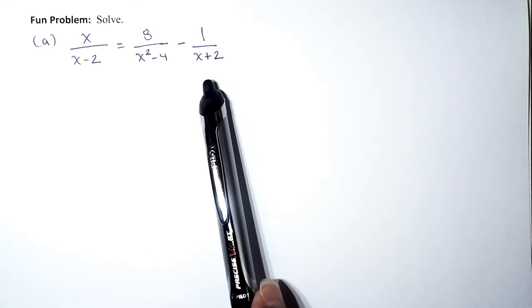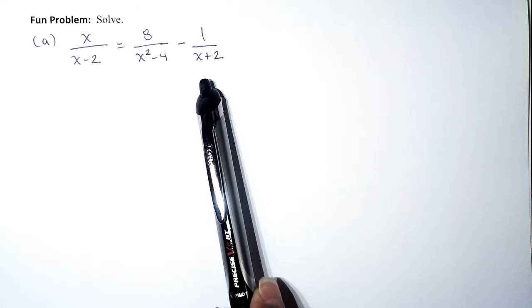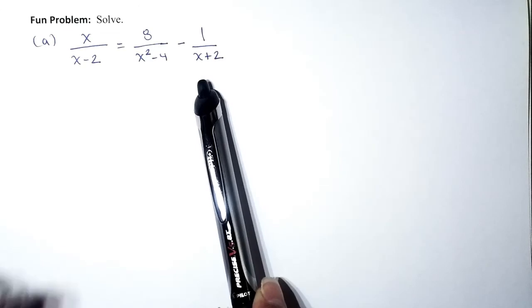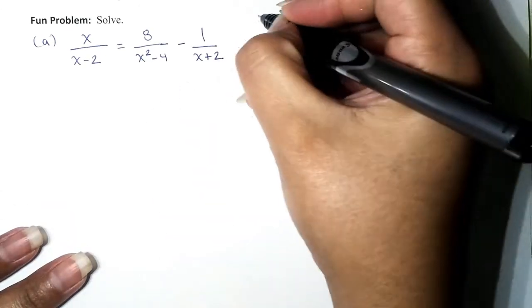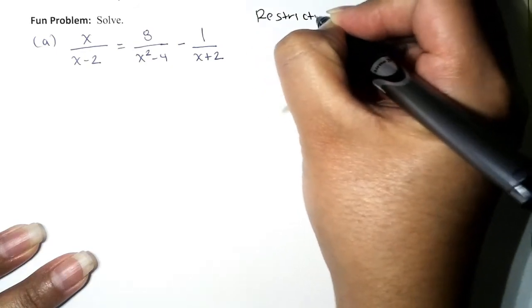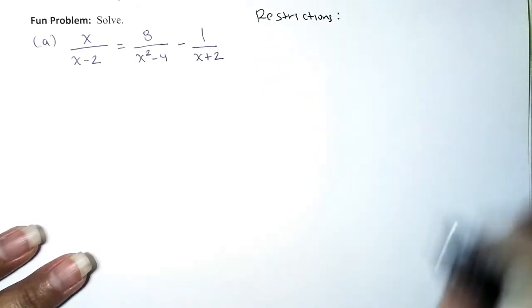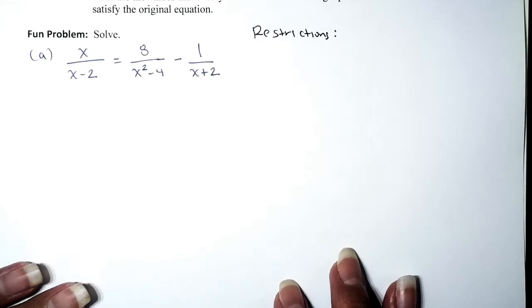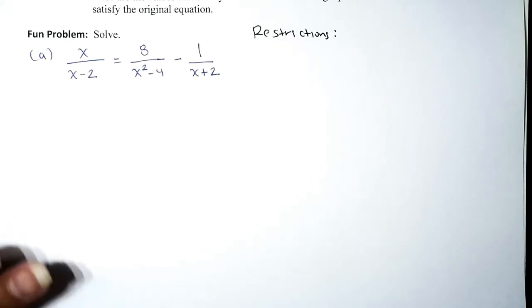Go back to that earlier video where we talked about domain. So the restrictions on the variable, what is that? The restrictions on the variable are the value or values that make any of the denominators equal to 0. We're going to go straight to the answer. I'm not going to show the work because we're cool like that. I want to know what are the restrictions on the variable. What can x not equal in this case?